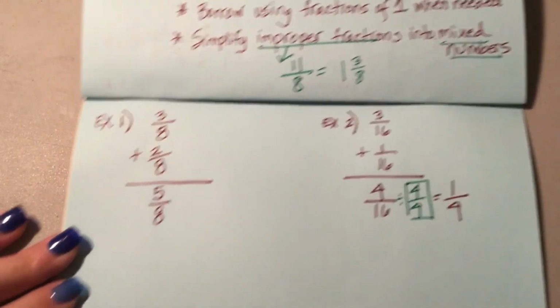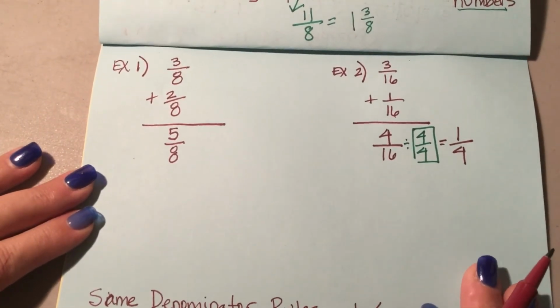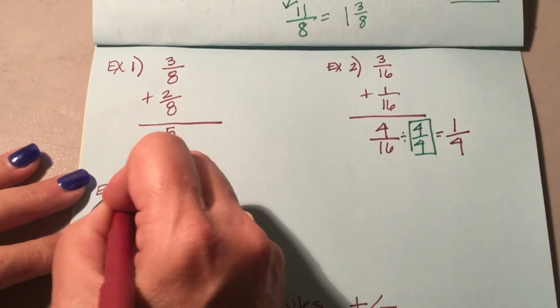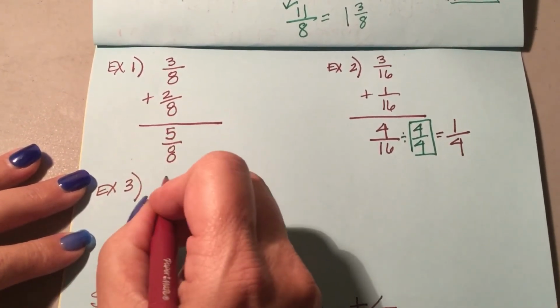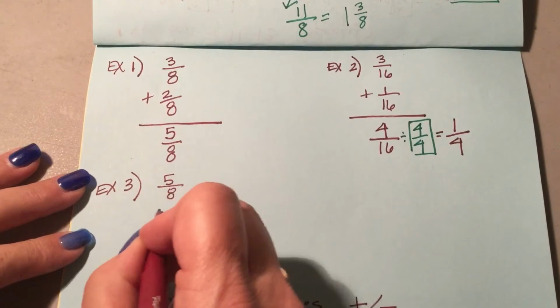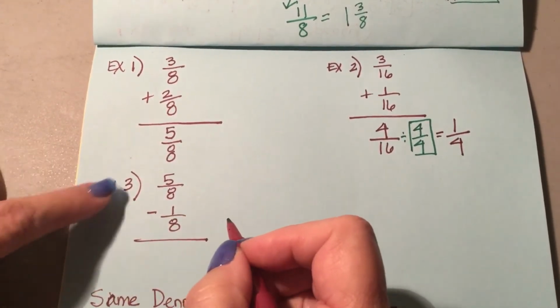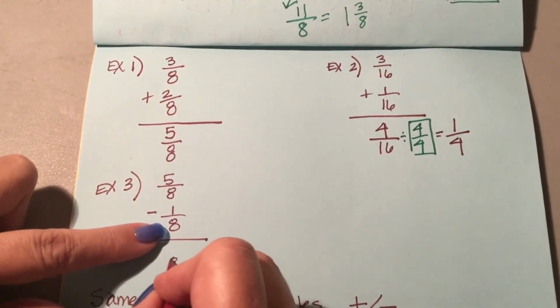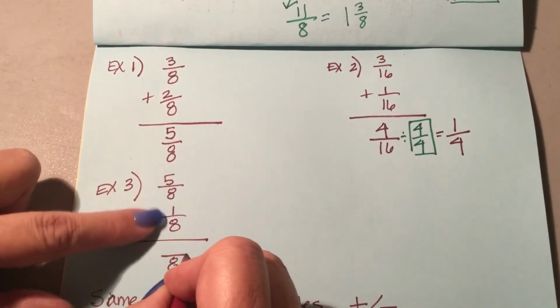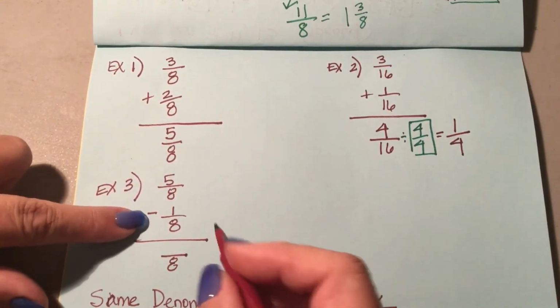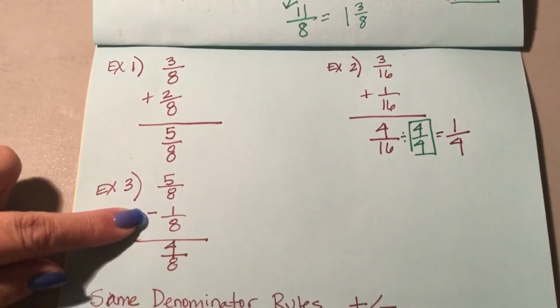Okay, moving on down, we're going to do a couple. Those were our addition examples. Let's do a couple of subtraction examples. So example 3 is going to be 5/8 minus 1/8. It's following the same procedure. We're going to keep the denominator of 8 because they're the same denominator. Then we're just going to subtract the numerators. 5 minus 1 is 4.